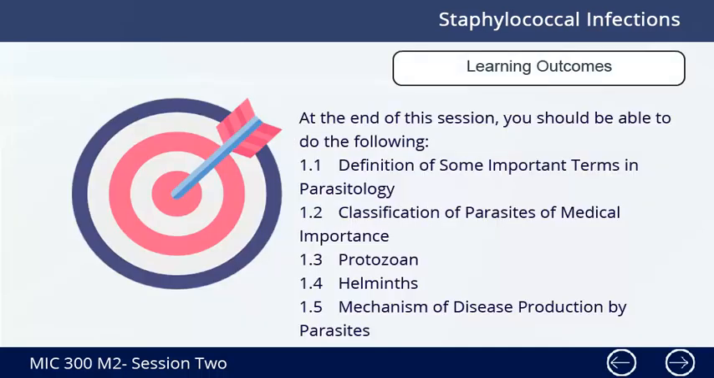At the end of this session, you should be able to do the following. Firstly, definition of some important terms in parasitology. Secondly, classification of parasites of medical importance. Thirdly, protozoans. Fourthly, helminths. Fifthly, mechanism of disease production by parasites.